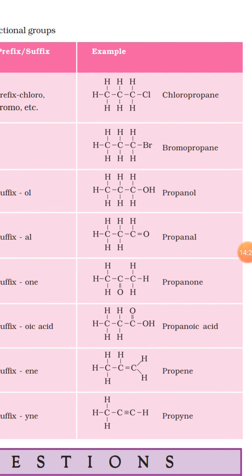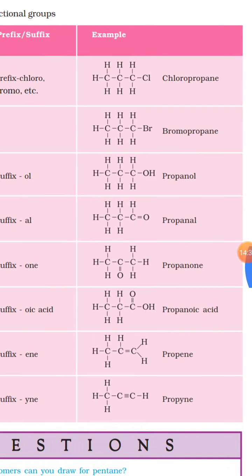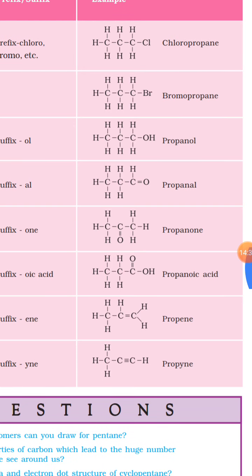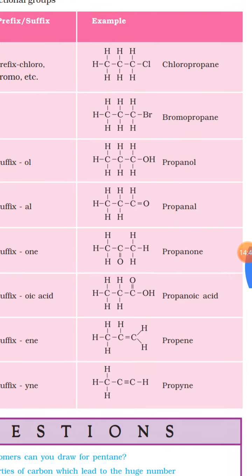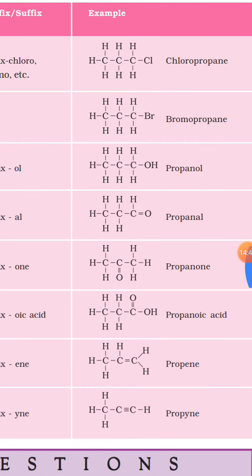What is propanol? We can see 3 carbon atoms, and in place of 1 hydrogen, 1 OH is added. Propane is the name of the alkane, with 3 carbon atoms with hydrogens, but we have an OH group in place of a hydrogen. So now this compound becomes an alcoholic compound. Due to being an alcoholic compound, its name changes from propane to propanol.